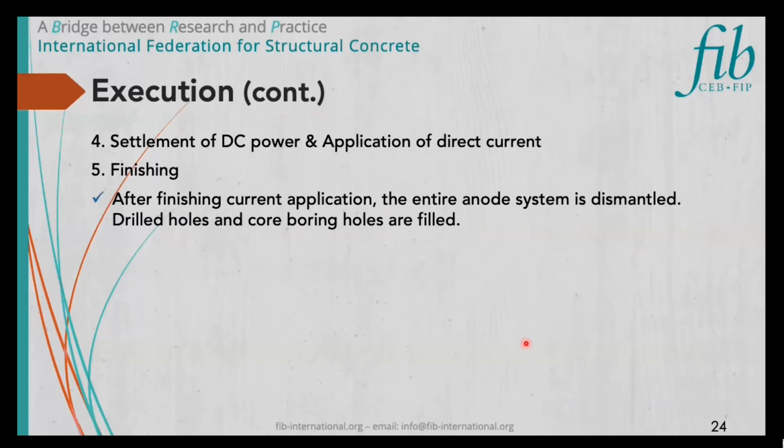Finally, the wires from the anode and those from the rebars are connected to the DC power supply. Then, the electric current is applied with the designed strength. After finishing current application, the entire anode system is dismantled. Drilled holes and core boring holes must be filled.